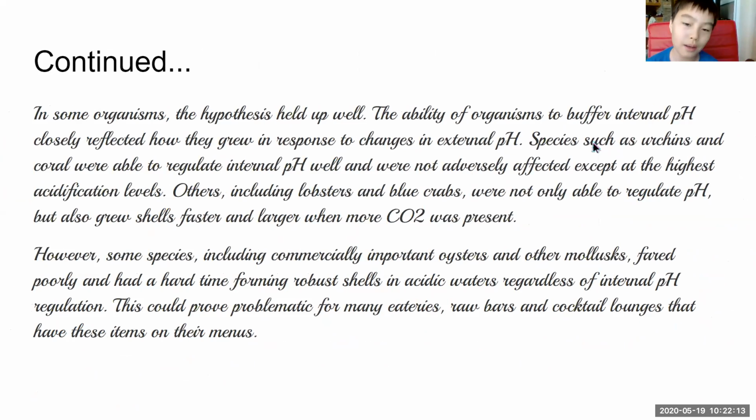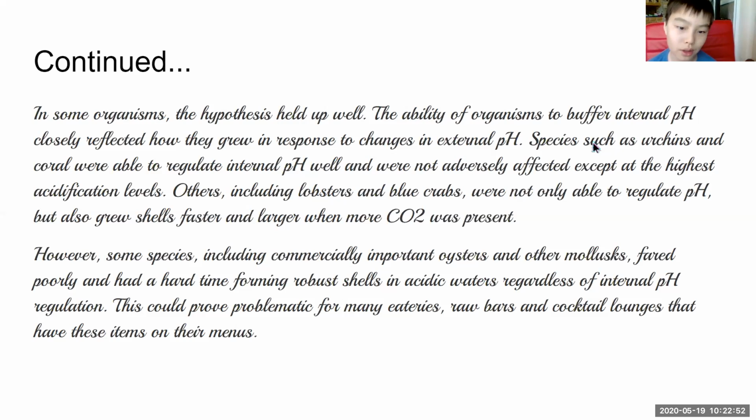In some organisms, the hypothesis held up well. The ability of organisms to buffer internal pH closely reflected how they grew in response to changes in internal pH. Species such as urchins and coral were able to regulate internal pH well and were not adversely affected except at the highest acidification levels. Others, including lobsters and blue crabs, were not only able to regulate pH, but also grew shells faster and larger when more CO2, carbon dioxide, whatever you want to call it, was present.